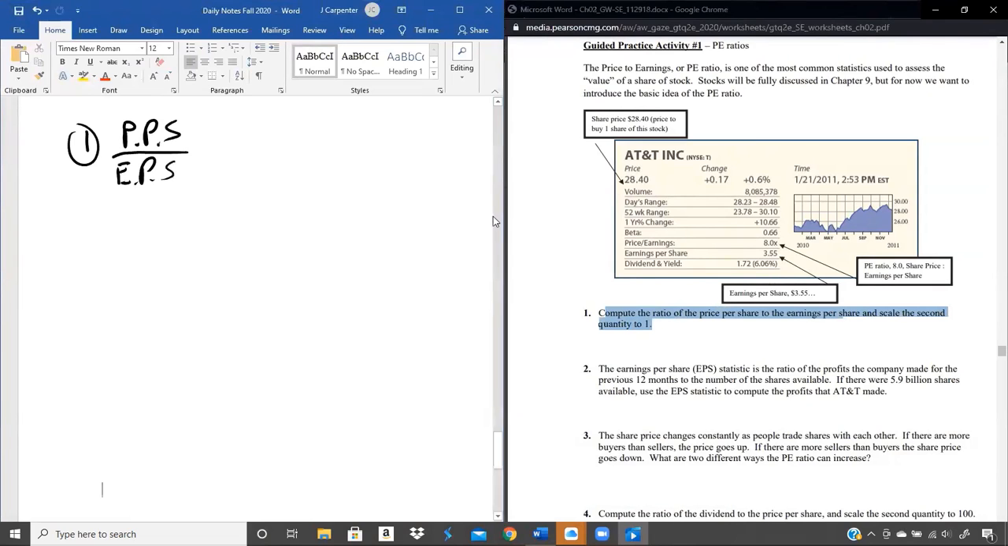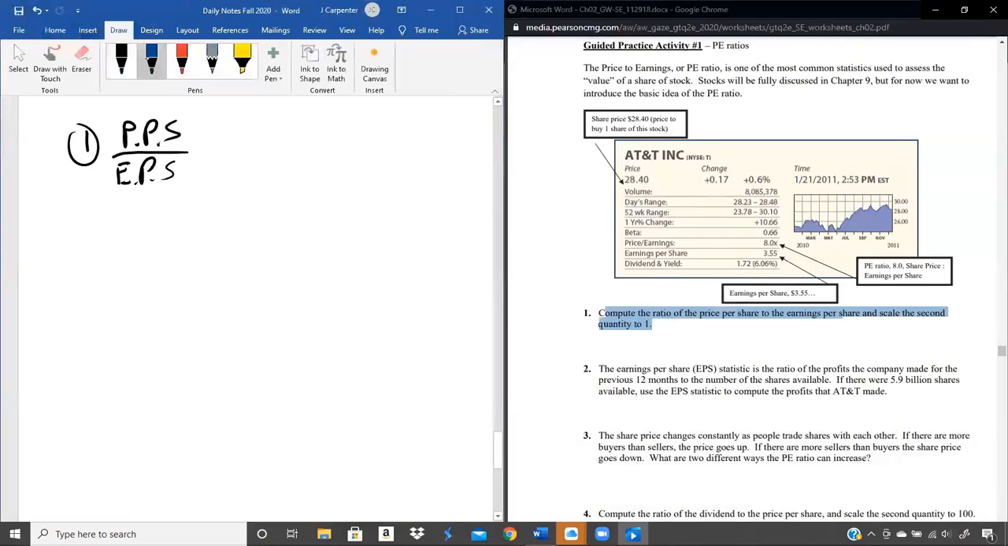But we're not just going fraction over fraction, because they say to scale this. To scale means to set up a proportion. So what we'll do is set a fraction equal to a fraction, where the left one will have the numbers from the table, the price per share and the earnings per share. What's the price per share? That's the 28.40.